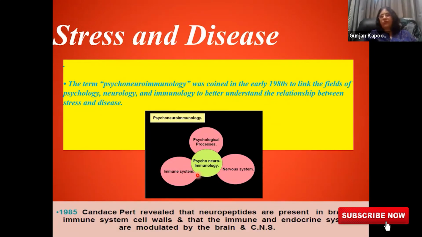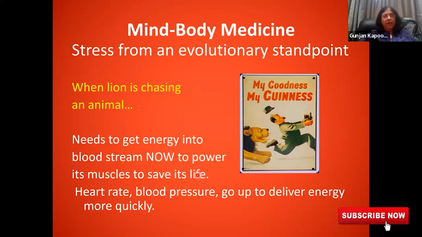There is a whole new science which we call psychoneuroimmunology. That means your emotions, your nervous system and your immune system are very closely interrelated and are responsible for the disease. Now we need to understand how our stress precipitates the problems in our body.